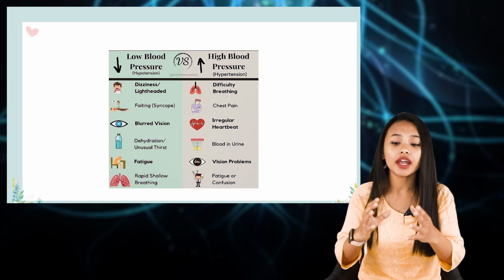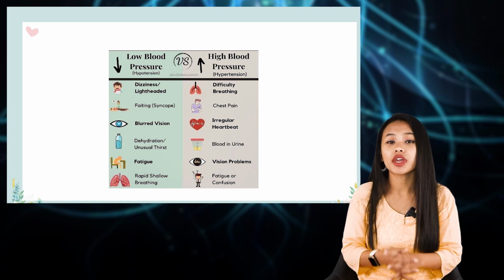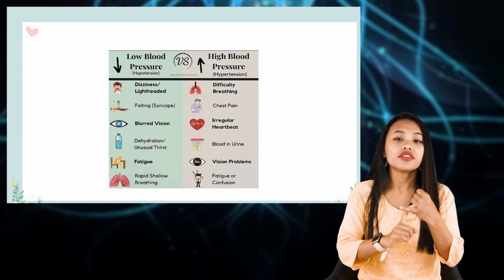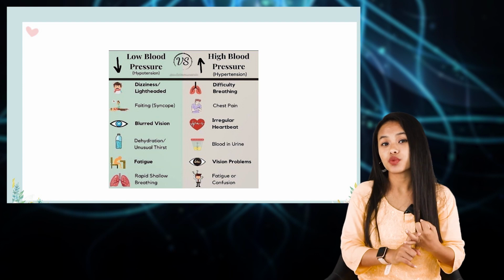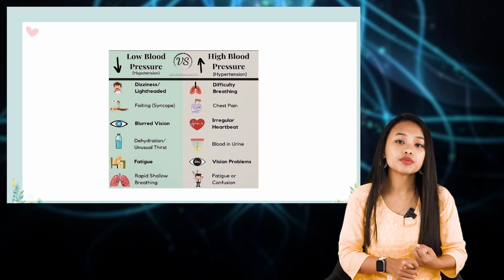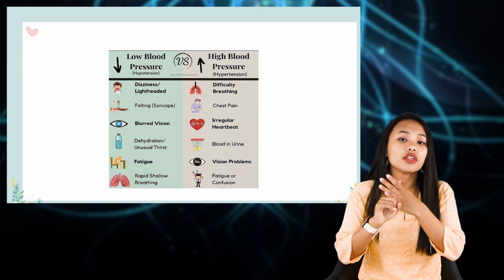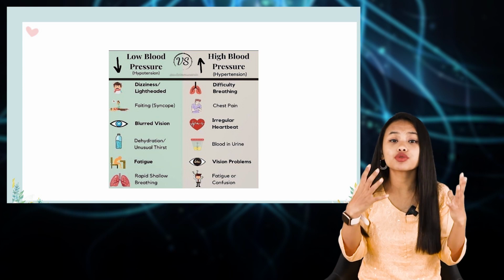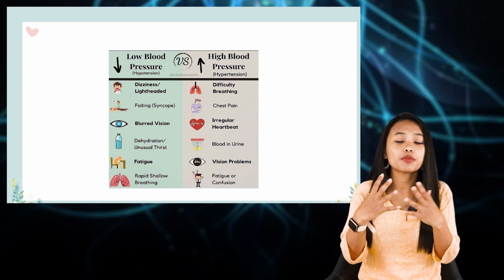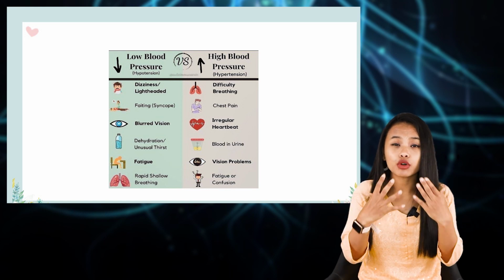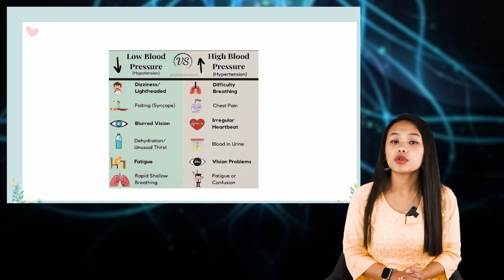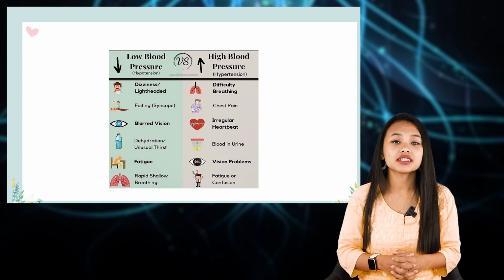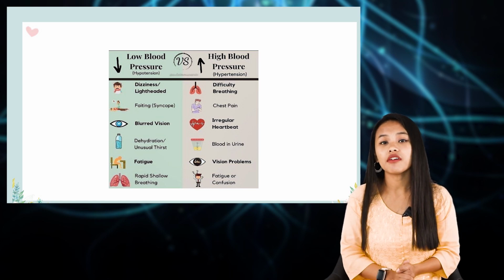However, if you encounter a client who is having high blood pressure, or we can also say hypertension, then these are a few of the signs and symptoms you can see. That is difficulty in breathing, then this would lead to chest pain, and then there will also be irregularity in the heartbeat. There would be presence of blood in the urine, and also they may be having visual problems whereby they will not be able to see things clearly. And then there will also be presence of fatigue or confusion. So these are a few of the signs and symptoms that you can witness in a client who is having hypotension or hypertension.